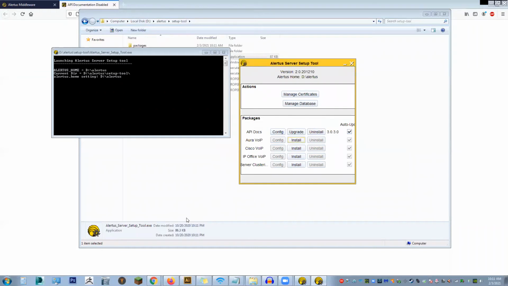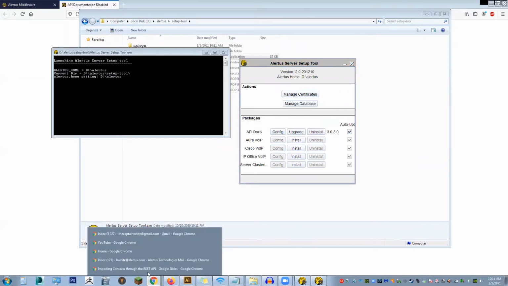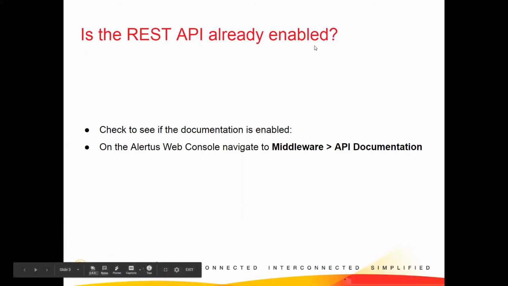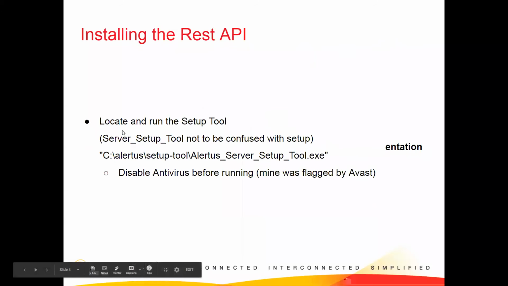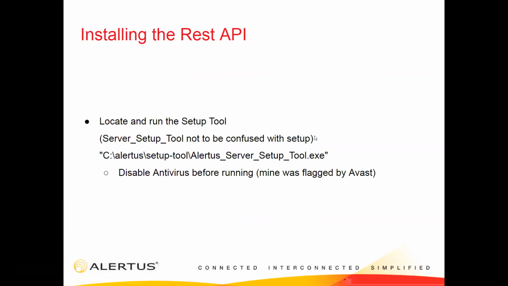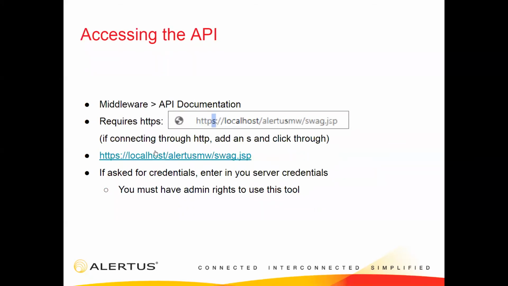So let's go ahead and go over those steps real fast. Okay, so locate the server tool, which is server setup tool, not to be confused with just the normal setup, which is how you install the server. It should be in this directory, and make sure your antivirus is turned off. Mine was flagged by Avast when I was attempting this. Next, we're going to access the API.